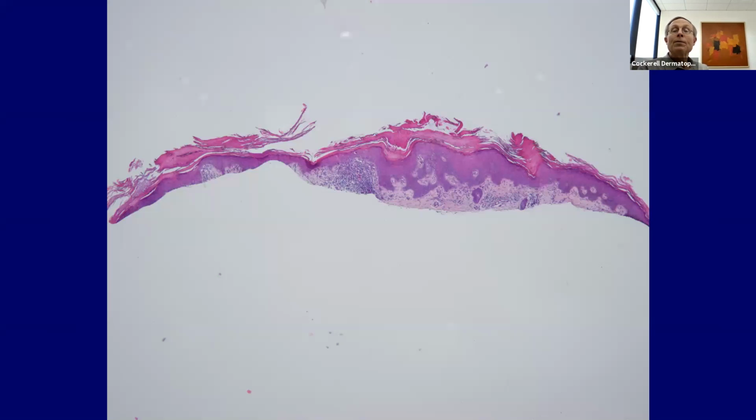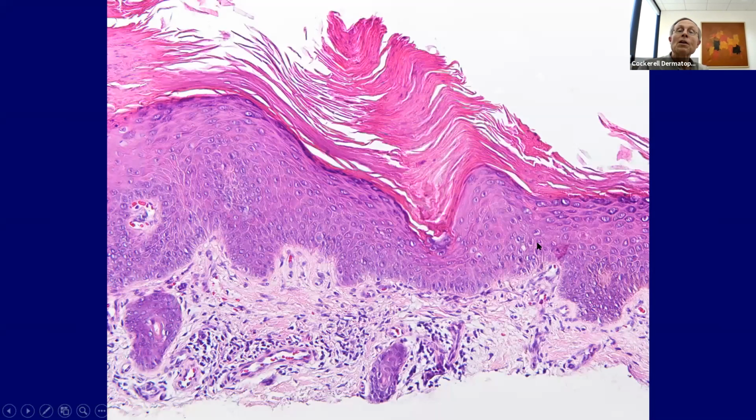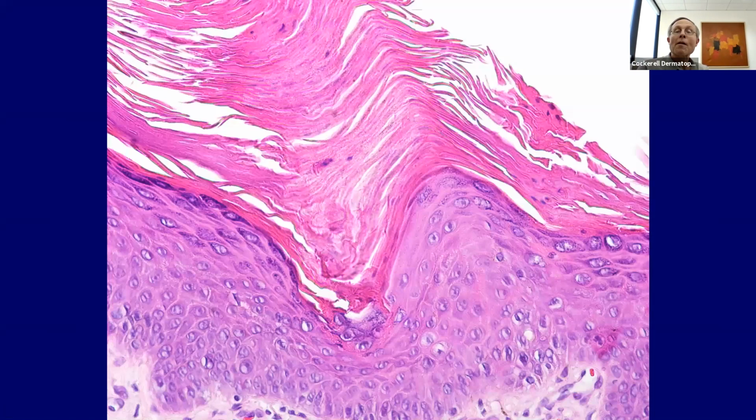Okay, this one we've already done before. Should be pretty much reviewed for most of you. Psoriasiform hyperplasia, and then we've got this column of parakeratosis here. A couple of dyskeratotic cells at the base. I think we had one of these a couple of weeks ago. Everybody know the answer?